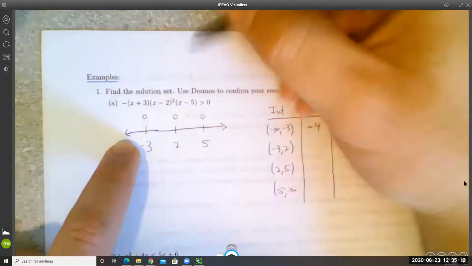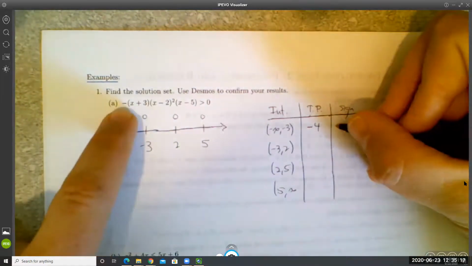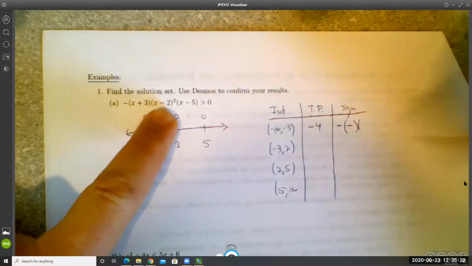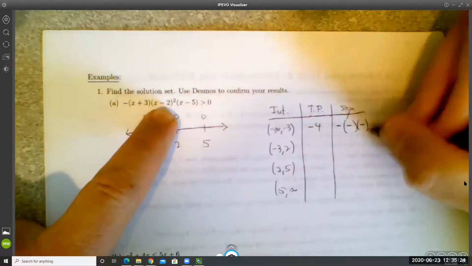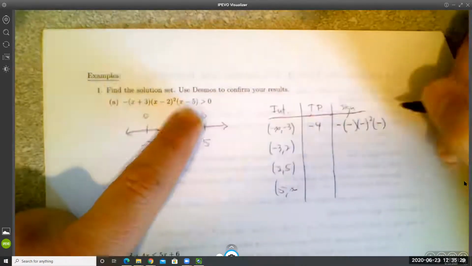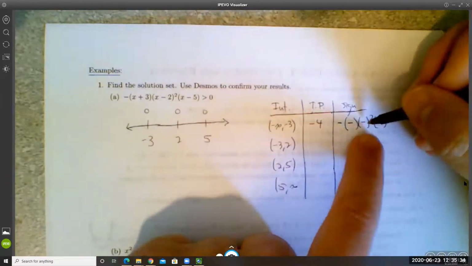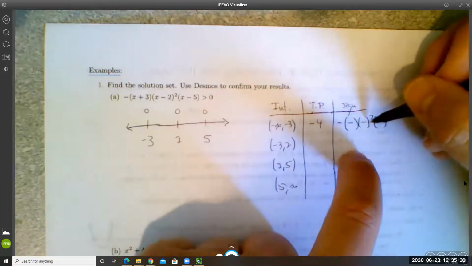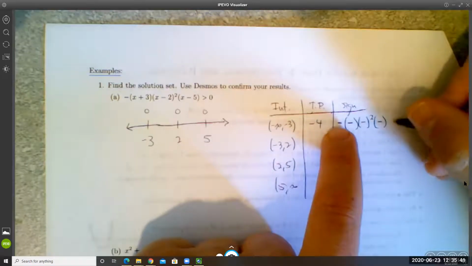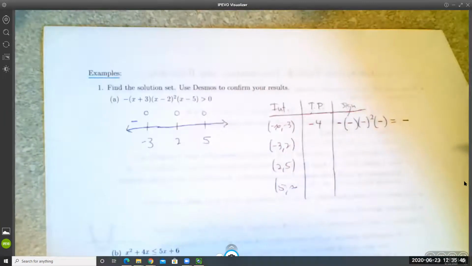Now, if I plug in -4, I'm going to have a negative, and then I'm going to have -4 plus 3 is negative. -4 minus 2 is negative, and then it's going to be squared. And -4 minus 5 is negative. So everything's just negative. But let's see what the overall sign is here, right? So first of all, negative squared is going to be positive. Then these two negatives will combine to make a positive. But then this negative out here is going to make the overall sign negative. So I'm negative here in that region.